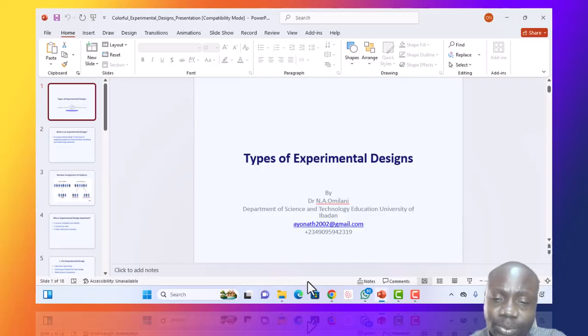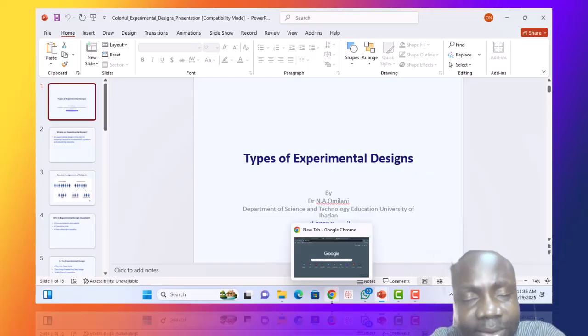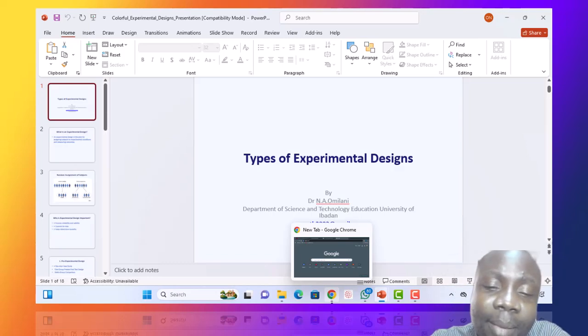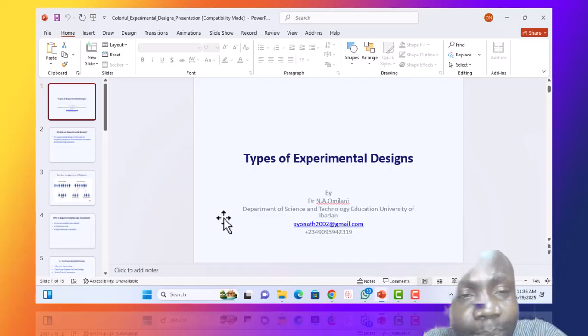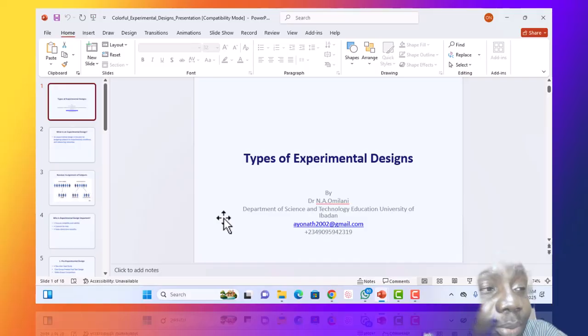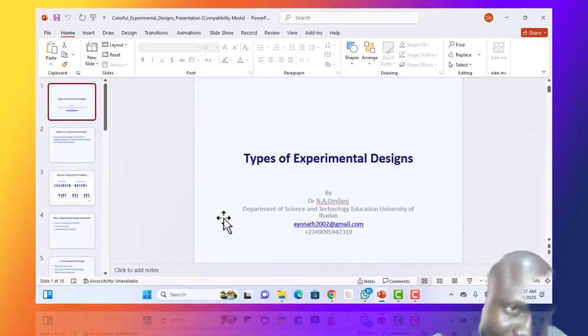Normally, the research we do in social sciences and humanities is basically divided into three. We have the qualitative approach, the quantitative approach, and the mixed method approach to carrying out research. That means the one that integrates both the qualitative and the quantitative research approaches.